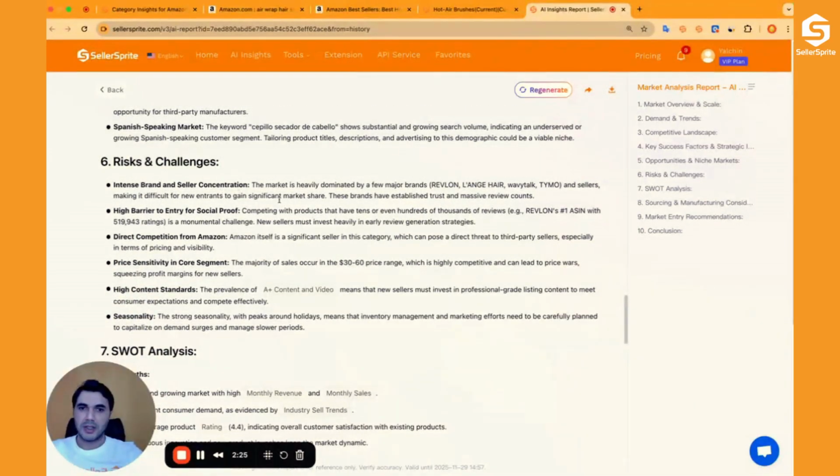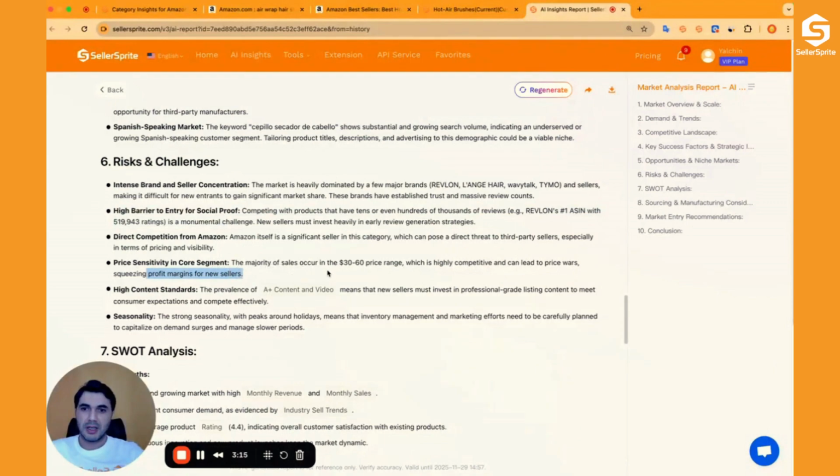Intense brand seller concentration. Some like Revolut, Langier, TYMO are the big sellers and they are taking a big portion of the market. High barrier to entry, social proof. This also means there are some big sellers and big brands that have quite a lot of reviews. If you want to enter this market, maybe in the beginning you're going to suffer from fewer reviews, or if you don't have a differentiated product, you are going to face challenges to validate, because someone has over 100K reviews and you are going to have 100 reviews. It will be totally different. The buyer is going to prefer their product versus yours.